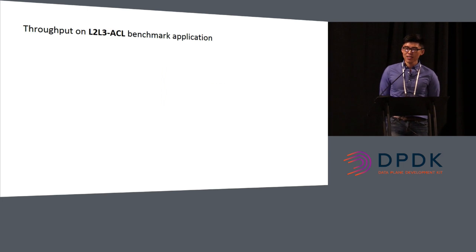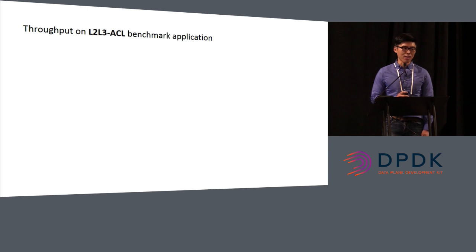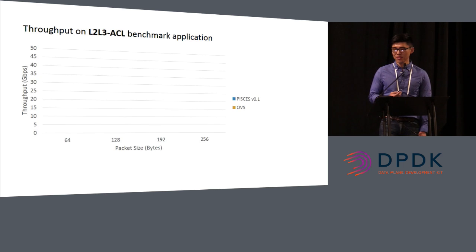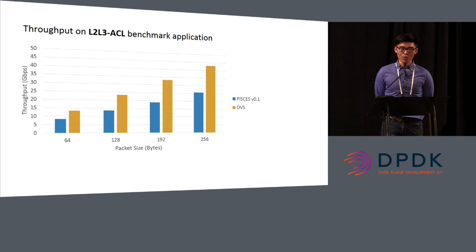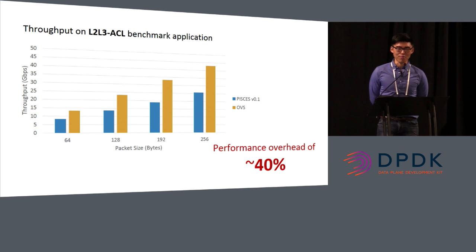So initially, for our initial version, 0.01, on our L2, L3 echo application, which is basically a router with an access control list, this is a throughput number with a different set of packet sizes. Our PISCES version 0.01 versus a native OVS had a huge throughput drop, which is about 40% overhead. So people could argue that's unusual. Why would you do that, right? And you barely change the protocols once in a while.